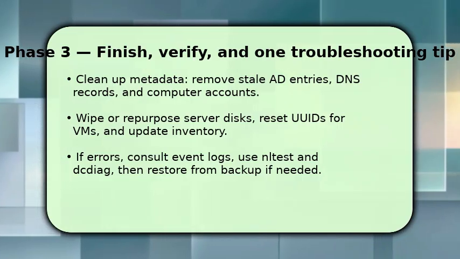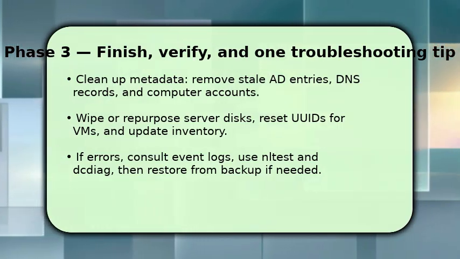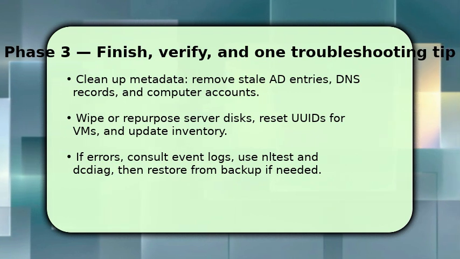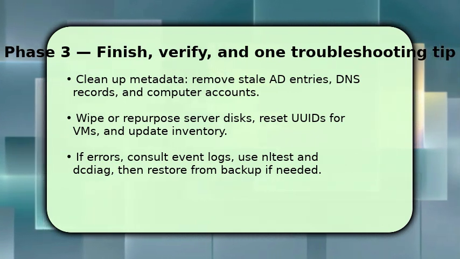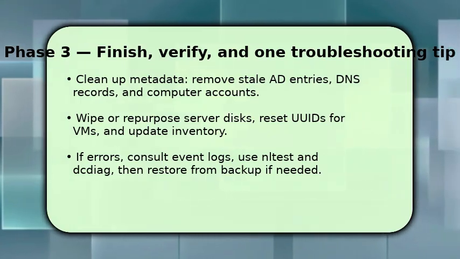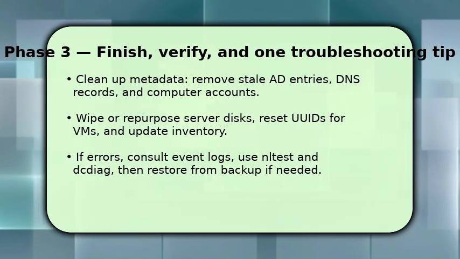If something goes wrong, start by checking Event Viewer, run nltest, and dcdiag to diagnose replication or trust issues, and only restore from backup if corruption is confirmed. Make sure to communicate changes to stakeholders before final disposal.